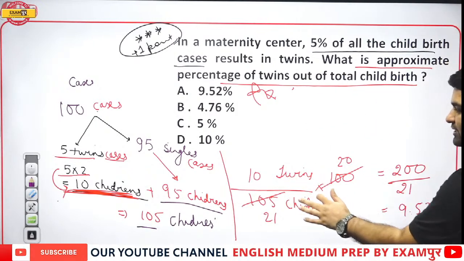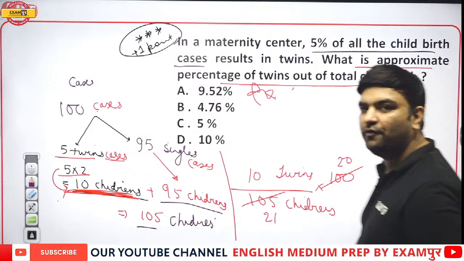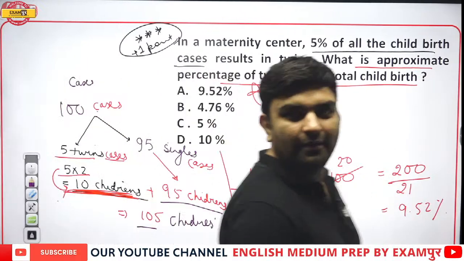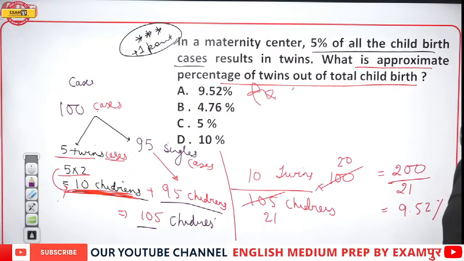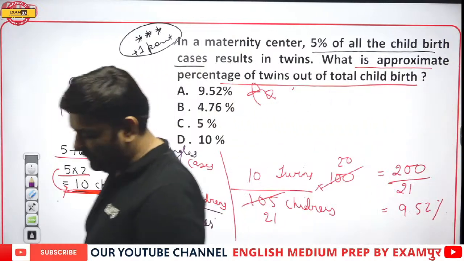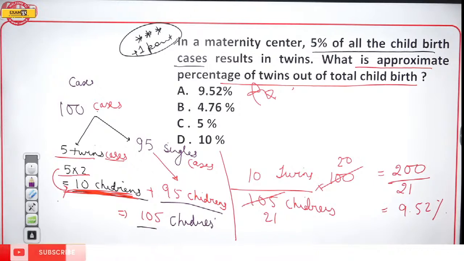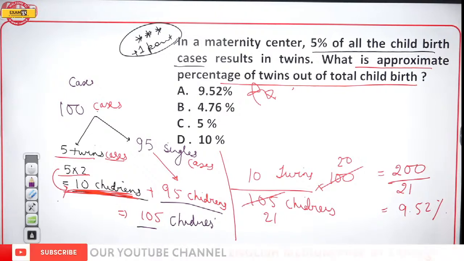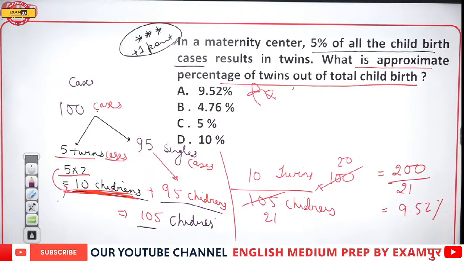So 10 twins over 105 is 9.52%. Is it perfect or not? Come on, tell me. So Harika was very close. Perfect, guys, or not? Come on, tell me.